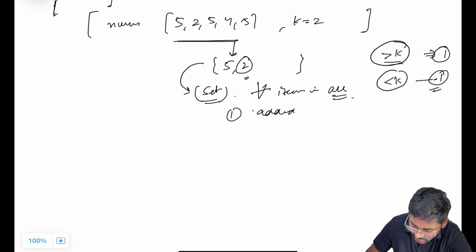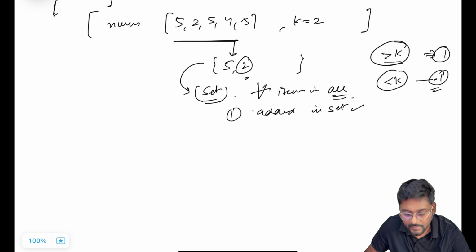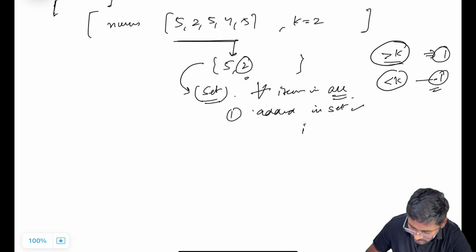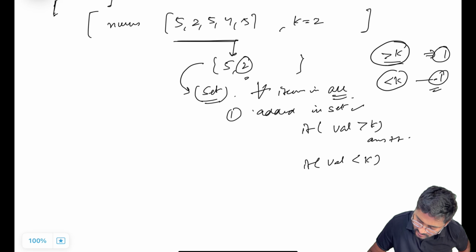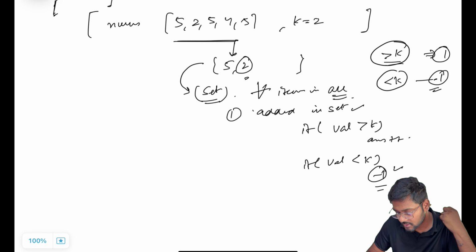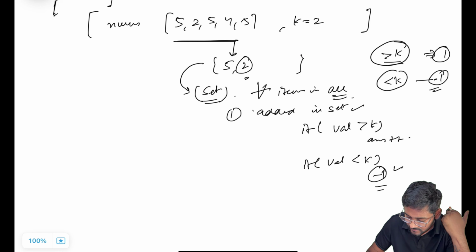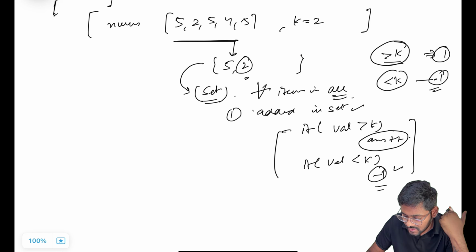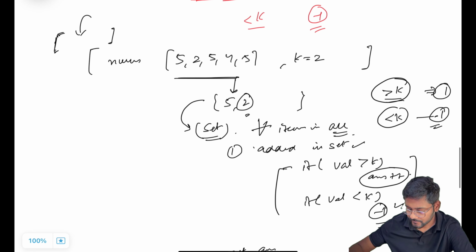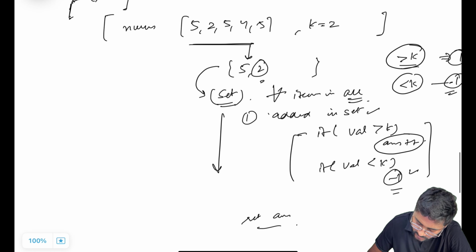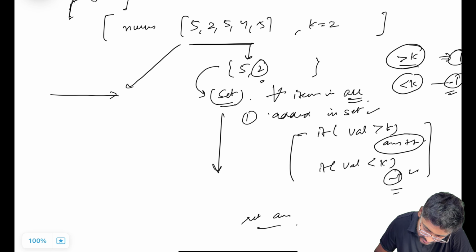Added in set, it means it was the first time we are adding this element. Then I will check the value. If the value is greater than k, my operation count is incremented. If the value is less than k, directly return -1. No possible solution. If it is equal to k, we don't have to do anything. That's all we have to do. And this answer++ will be my answer. Return answer.